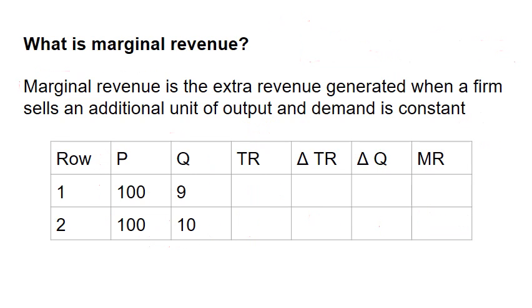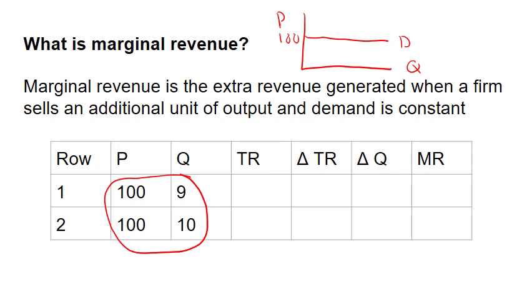Now let's look at an example of a competitive firm. A competitive firm is one that faces a horizontal demand curve. It can sell as little or as much as it wants at the market price. Let's just say the market price is $100. So this firm can sell 9 units at $100, or it can sell 10 units at $100. It does not have to cut price when it increases output.